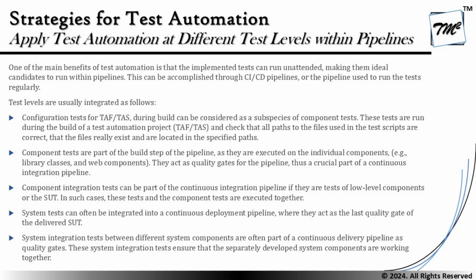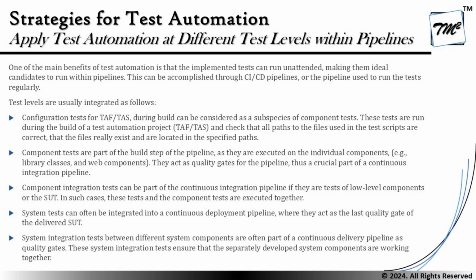The next one we have is, of course, system testing. So system tests can often be integrated into, again, the continuous deployment pipeline, not the CI, that is continuous integration. So please mind these words. This is what would become one of your questions in the examination, because they would try to purposefully highlight which one of these tests would be contributing to CI and which one would be contributing to deployment. So system test basically goes with the deployment part, and to further continue, they act as the last quality gate of the delivered SUT.